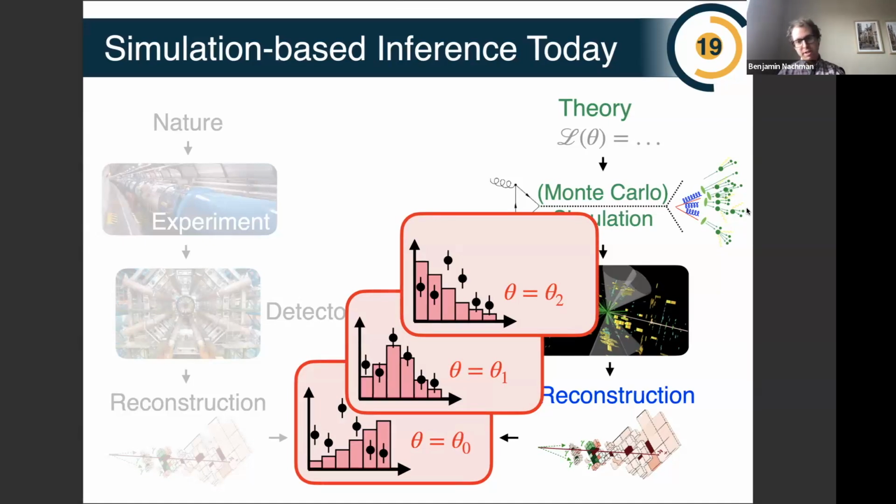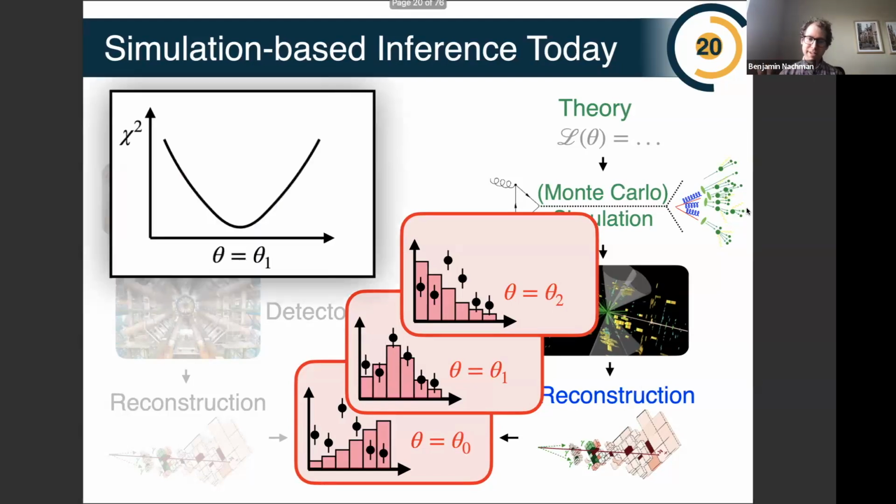In all three of these pictures, the data are the same, and the simulation is changing. So we can make whatever your favorite metric of closeness is, say chi-squared in this case, between these two histograms, and the chi-squared is minimized at some value, and we declare that is the fitted value. Okay, so that's the paradigm we have right now.